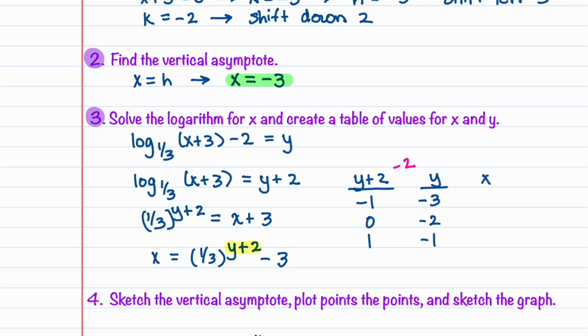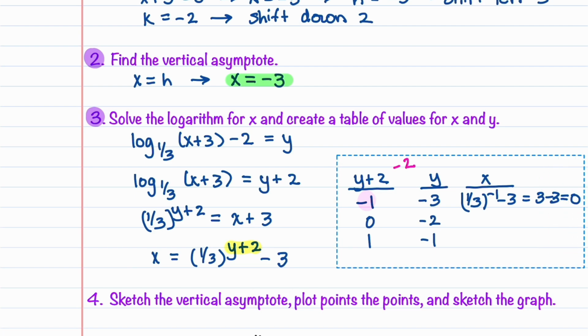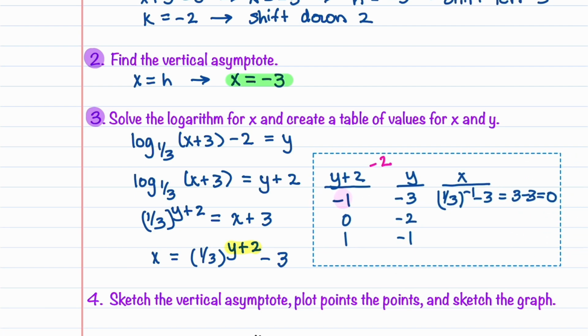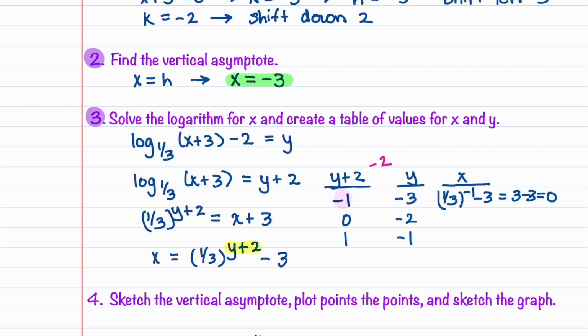Now we can find x. When y plus 2 is equal to -1, we have 1/3 to the -1 minus 3. This is equal to just 3 minus 3, which is 0. We'll see if we can squish it in there. I'm actually going to go ahead and move all of this over to the left to make it easier and give us a little bit more space.